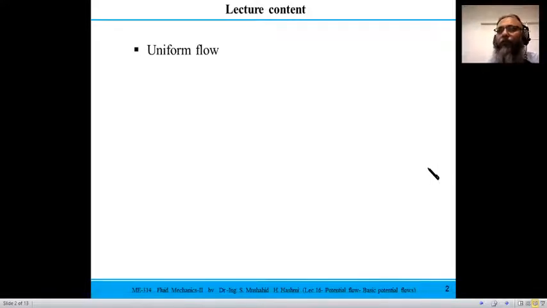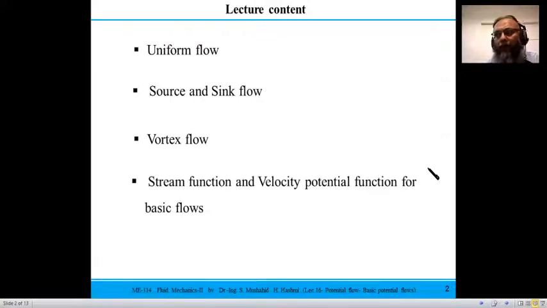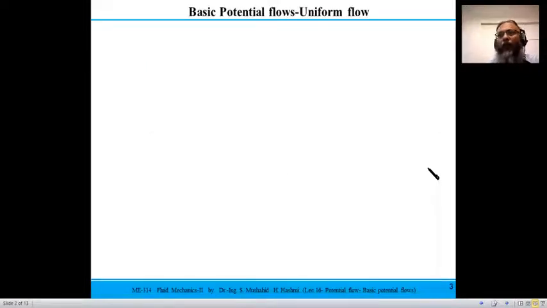Today we will go into the basic potential flows. The lecture content is: we will derive expressions for the stream function and velocity potential function for a uniform flow, and then we will go into the source and sink flow, and then the vortex flow. Obviously, the stream function and velocity potential function for these basic flows are to be worked out. Okay, let's start with uniform flow.